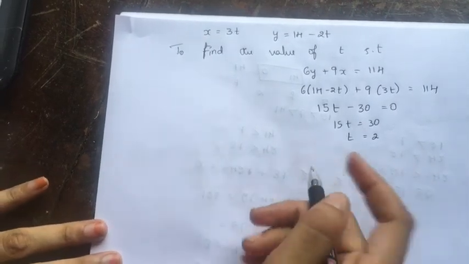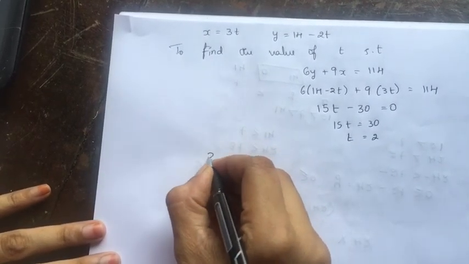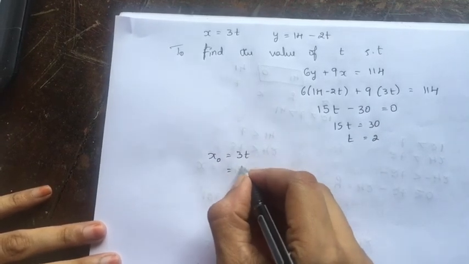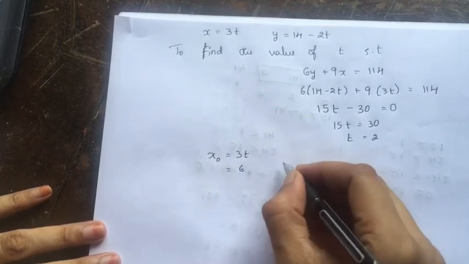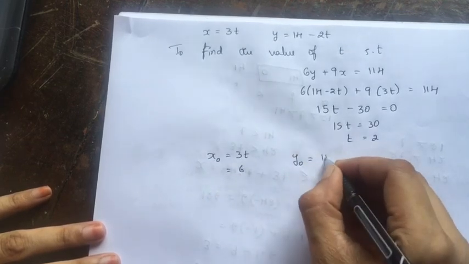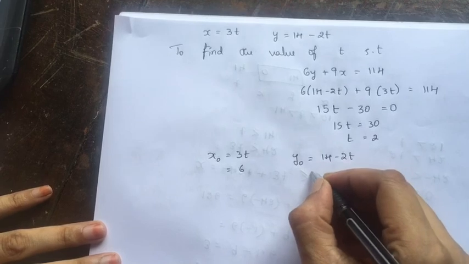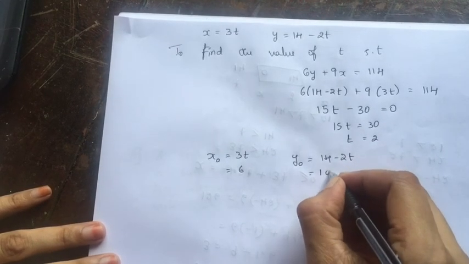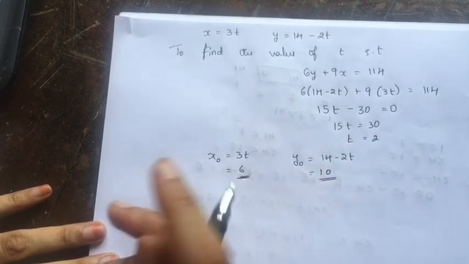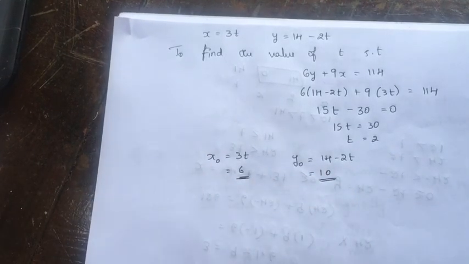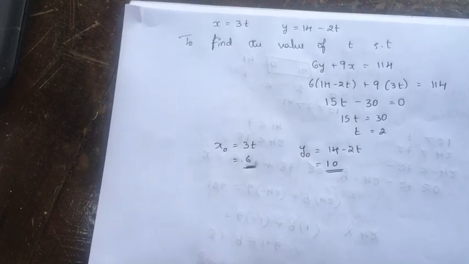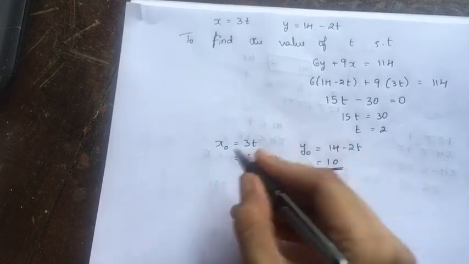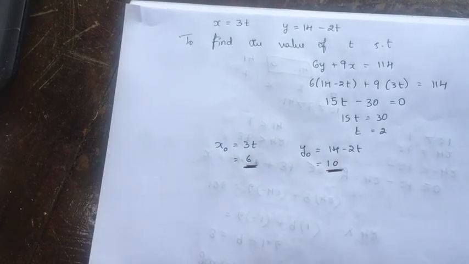t equal to 2. When I apply that, x naught is 3t, t equal to 2, so x naught is 6, and y naught is 14 minus 2t, so it is 14 minus 4, so it is 10. So it is asked what are the original number of 6s and 9s. So x is 6: six 6s and ten 9s.